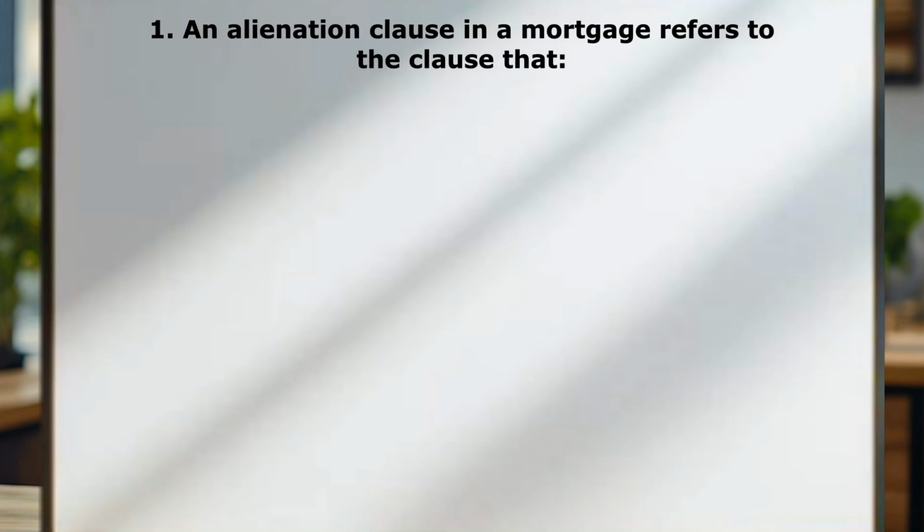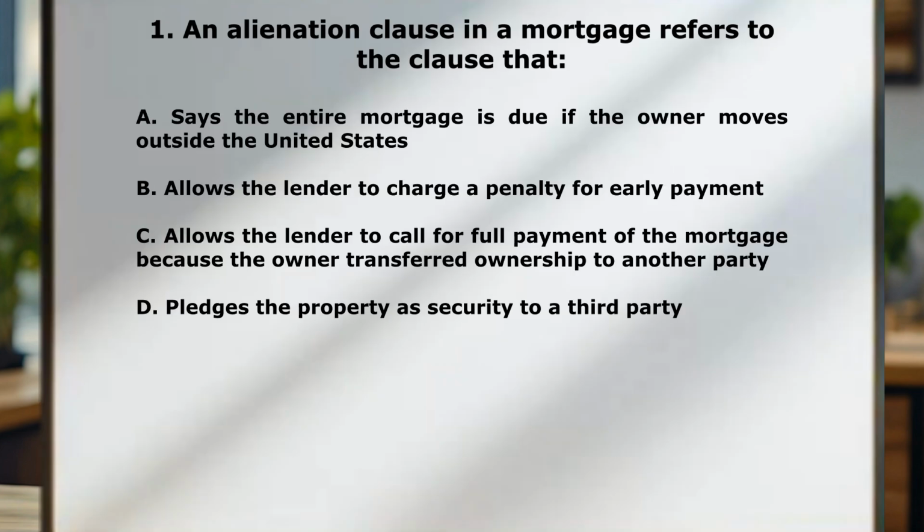Let's get into questions. Question number 1. An alienation clause in a mortgage refers to the clause that A, says the entire mortgage is due if the owner moves outside the US. B, allows the lender to charge a penalty for early payment. C, allows the lender to call for full payment of the mortgage because the owner transferred ownership to another party. D, pledges the property as security to a third party.